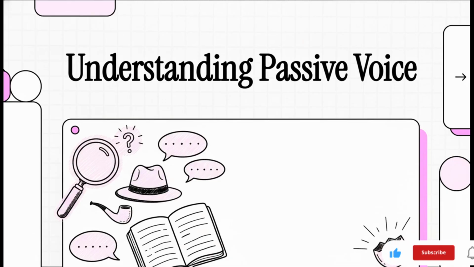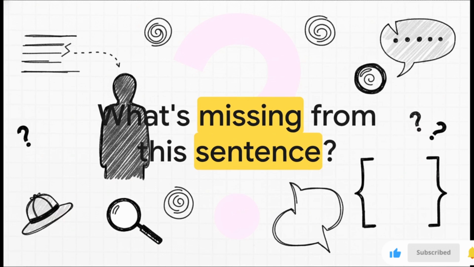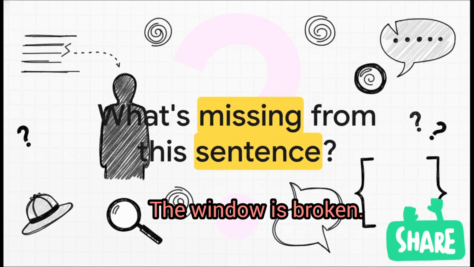You know, if you've ever read a sentence and wondered how an action can happen without anyone actually doing it, well, you are in exactly the right place. Okay, let's just dive right in with a little question. Take a look at this sentence. Can you spot what crucial piece of information is missing?